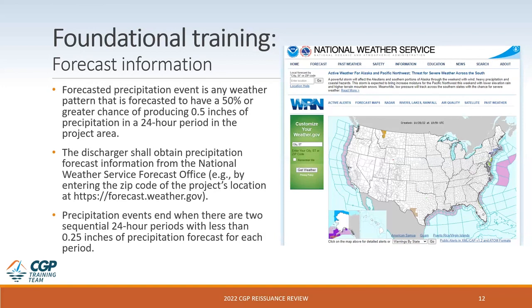The forecast information that's important for the QSP delegate to know about will be discussed much more thoroughly in the module about the qualifying precipitation events. But what the QSP delegate needs to know is that the National Weather Service is where that information is to be obtained. They cannot channel surf for forecasts that they like. They must get that information from this one source.